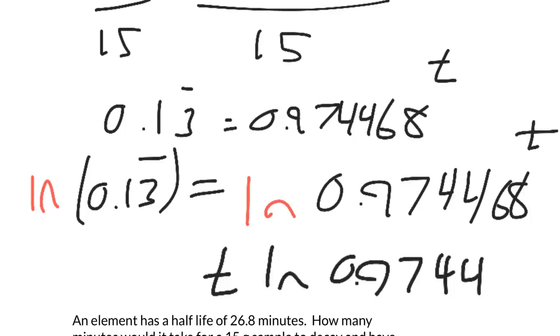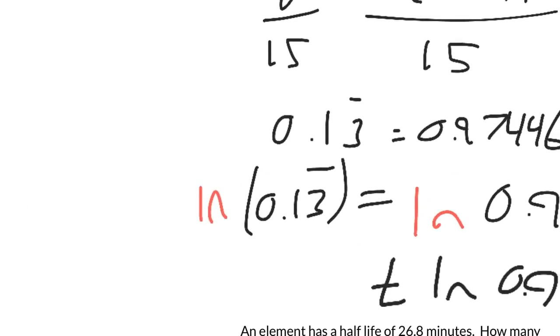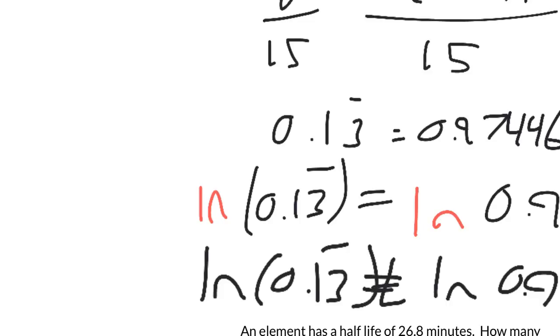Because natural log of 0.974468, that's just some decimal value in your calculator. And the same thing with this decimal value over here, natural log of 0.13 repeating. You can just plug that in the calculator. Oh, there should be an equals in between there.